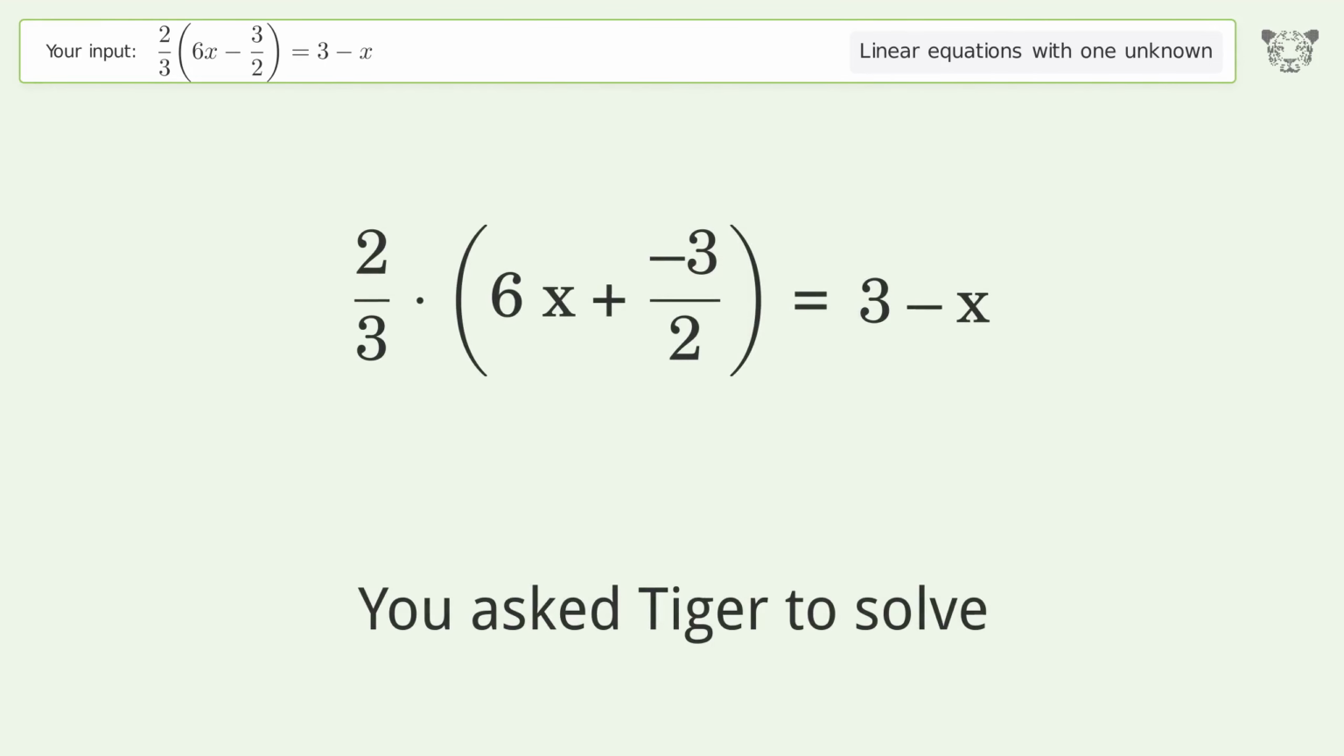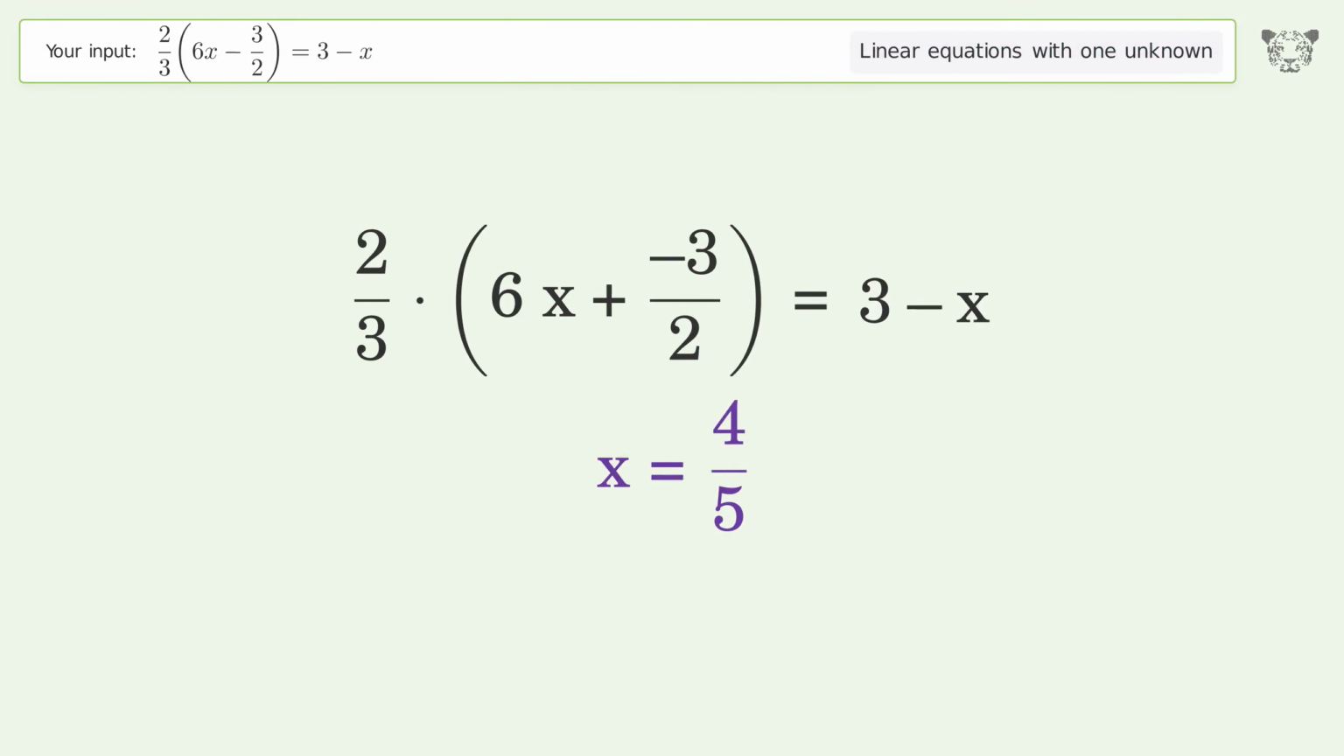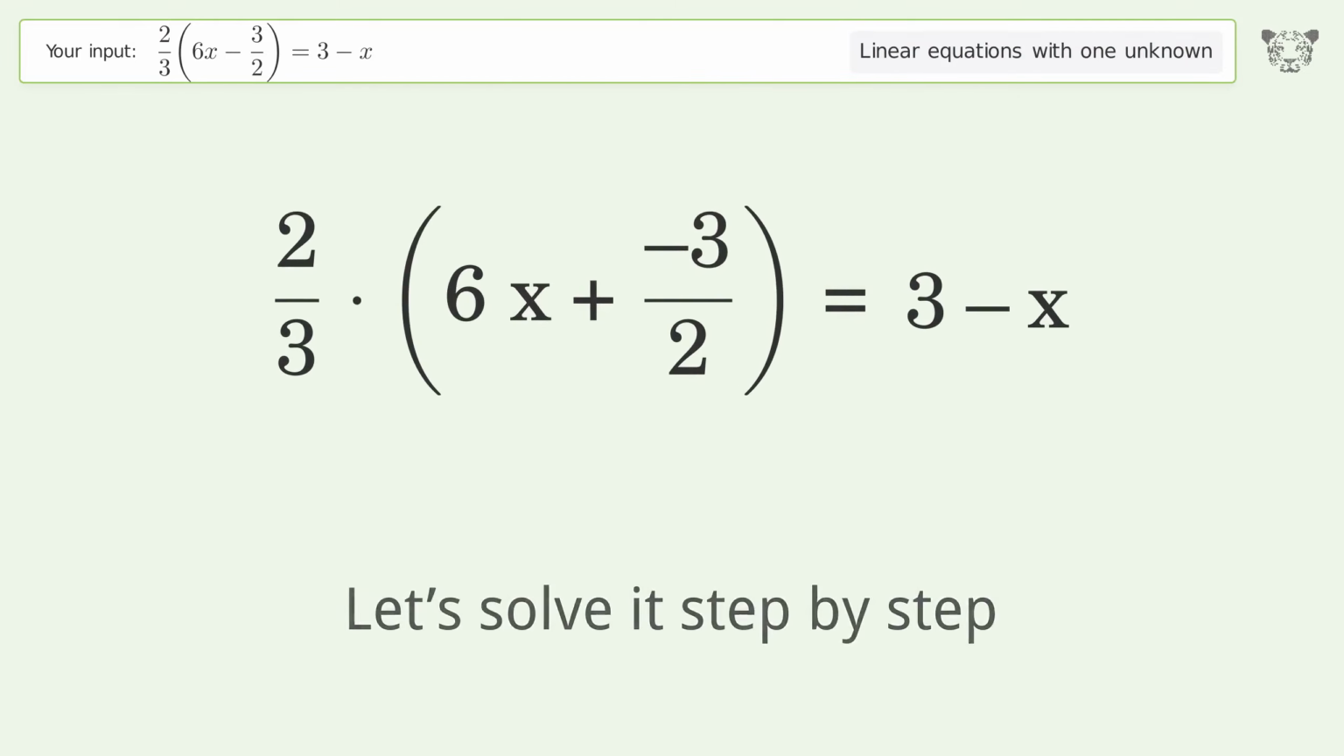You ask Tiger to solve this. This deals with linear equations with one unknown. The final result is x equals 4/5. Let's solve it step by step.